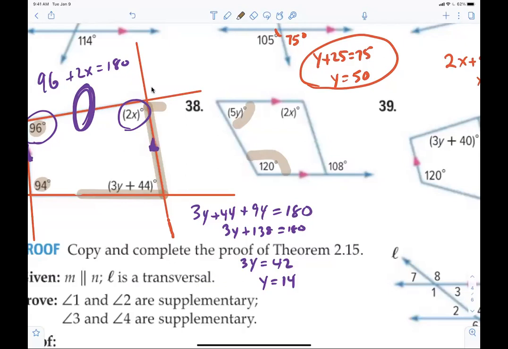And tell me what's true about 2x and 108. Let's let Marin try. Don't think about the name. Look at the angle. Are they both acute? Are they both obtuse? Or is one acute and one obtuse? They're both obtuse. So what?